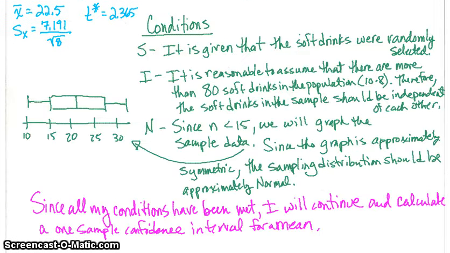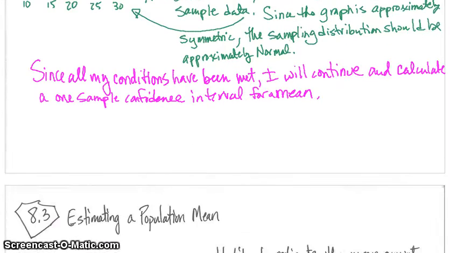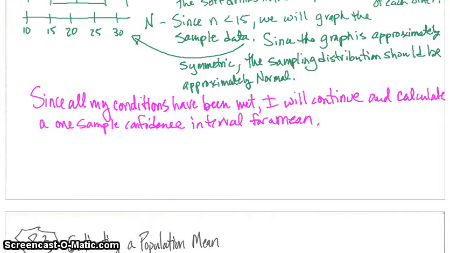All right, and here we have our conditions. Please note that for normality, we have a small fry, n is less than 15, so we will graph our sample data, and I made a box plot. Remember, you can always use that normal probability plot, a histogram, or the box plot. Since the graph is approximately symmetric, that means that this sampling distribution should also be approximately normal, and that means that all my conditions have been met, so I write my continuation statement here in pink, and we are ready to calculate the confidence interval and then interpret it.